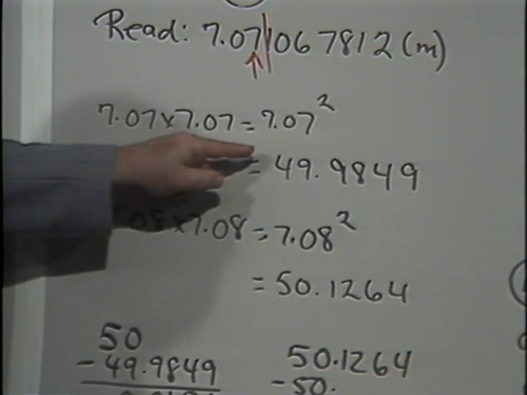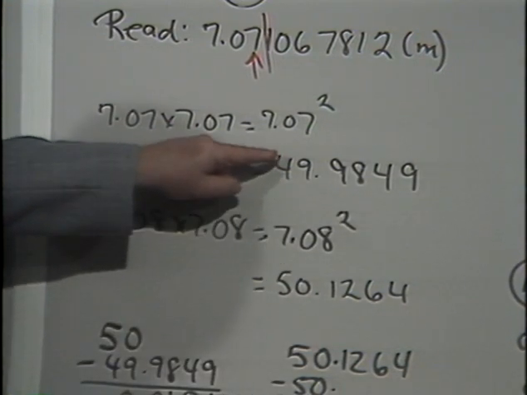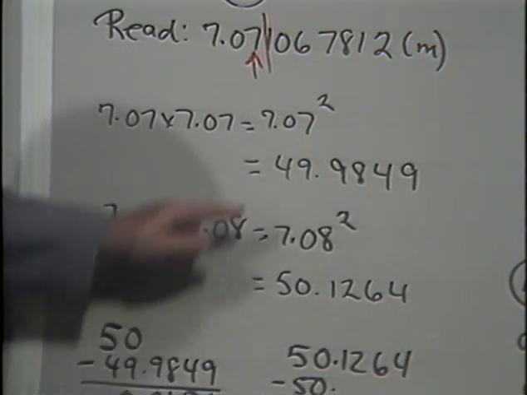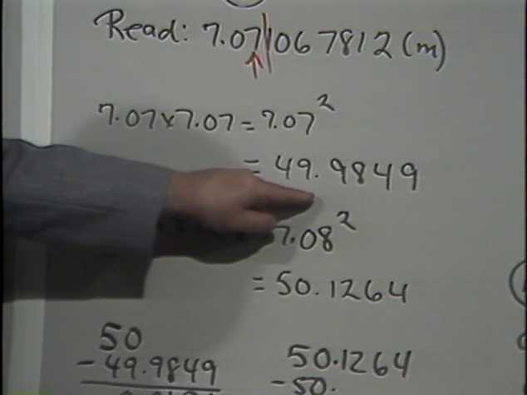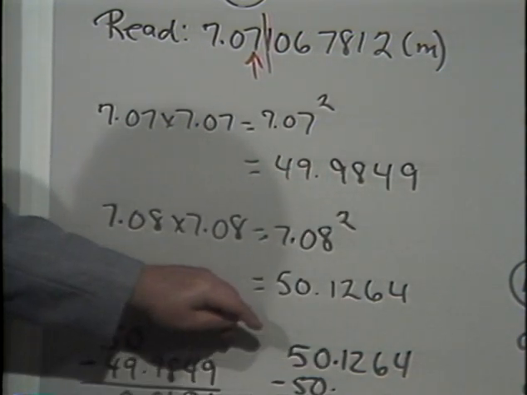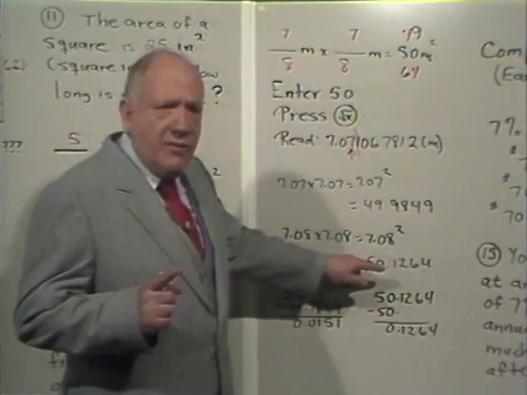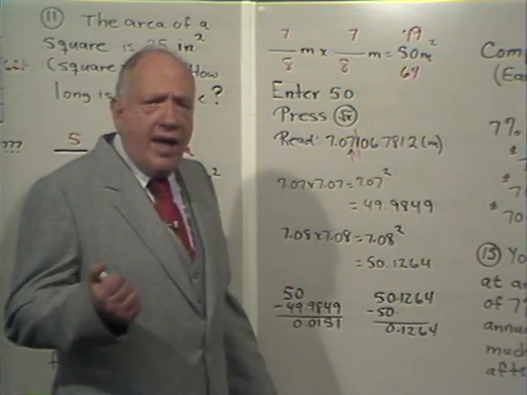You see, when I just dealt with whole numbers, I trapped the 50 between 49 and 51. What I've done here is I've trapped the 50 between 49.9849 and what? 50.1264. And by the way, if I needed even more accuracy, the calculator has done that for me.